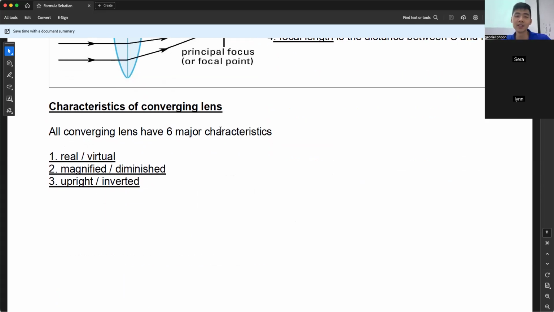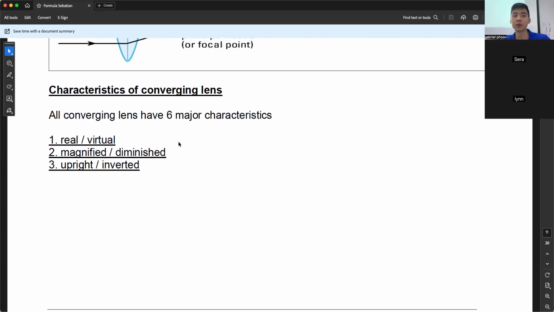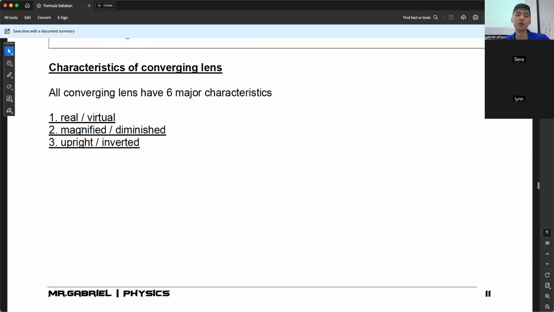And in your lenses, there'll always be 6 major characteristics. Actually, there'll be a 7th one. It'll either be real or virtual. How do I know whether it's real or virtual again, guys? If it's behind the lens. Okay, good. If it's on the opposite side of the lens, it will always be real. And if it's on the same side of the lens, it will be virtual.